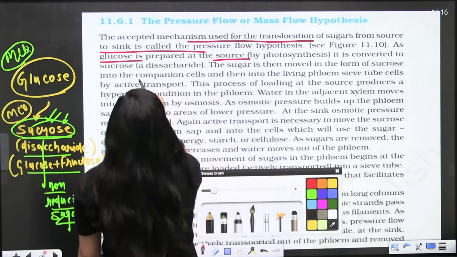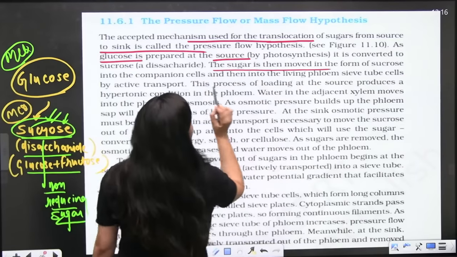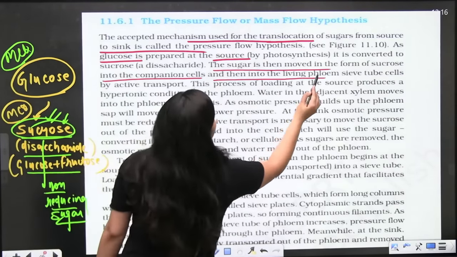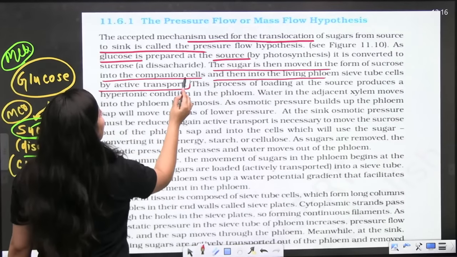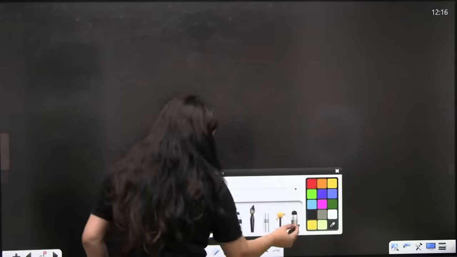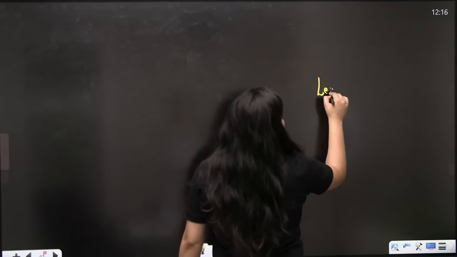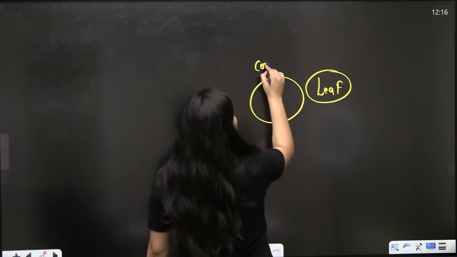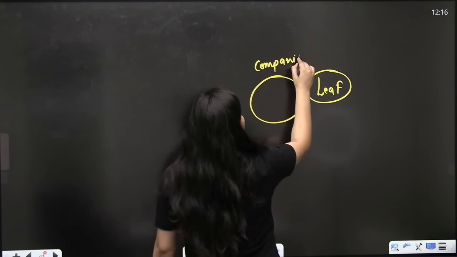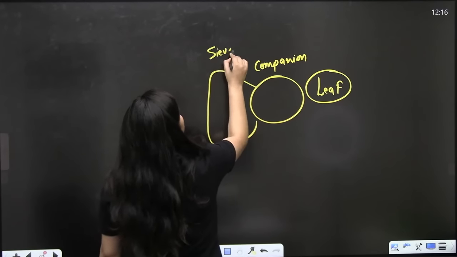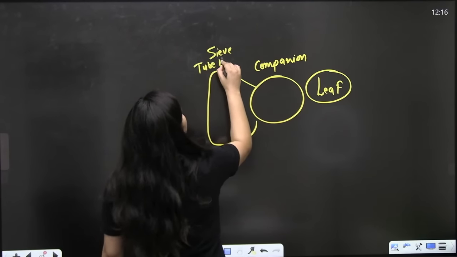So, what is happening here? Sugar is moved in the form of sucrose into the companion cells and then into the living phloem sieve tube cells by active transport. Another MCQ. See, here let's say you have a source, leaf. Adjacent to it you have the companion cell. The next one is the sieve tube cell. Sieve tube elements are present.